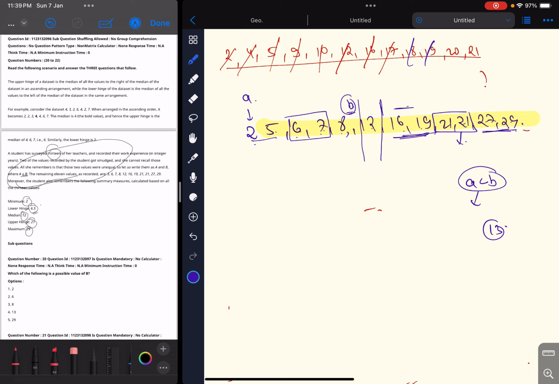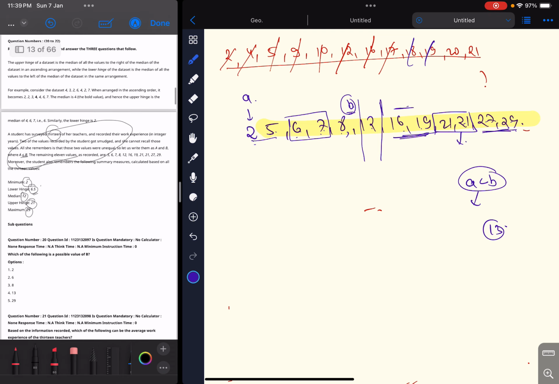Now the question is, which of the following is the possible value of b, okay. If we take b as 2, then 2 will come somewhere over here, okay, which means that the median will shift, the lower hinge will shift, and it will come to 5 and 6, right. So this will change the data of the lower hinge, okay. So 2 is not possible. Now if we take 6, then again it will shift, and 6 will come somewhere over here. Let me show it over here. The lower hinge will become 6 plus 6 by 2, that is 6, okay. So this is also not possible.